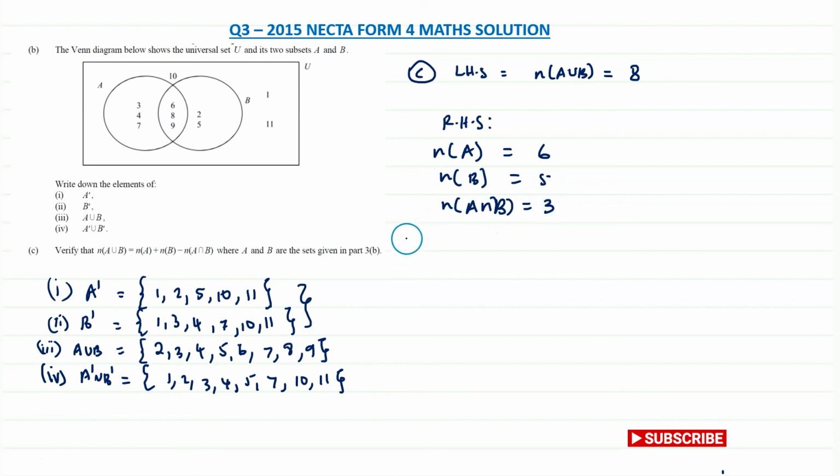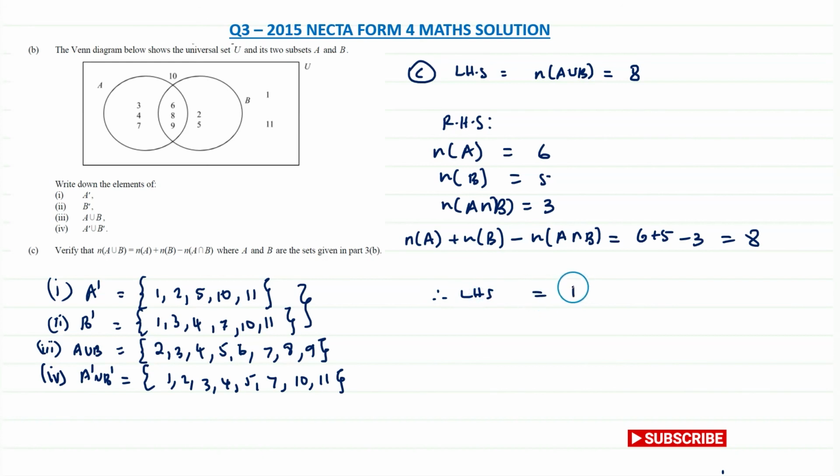So now we can say the number of elements in A plus the number of elements in B, take away the number of elements in A intersection B, is equal to 6 plus 5, take away 3, which is equal to 8. Therefore, the left hand side is equal to the right hand side. So that is question 3 done.